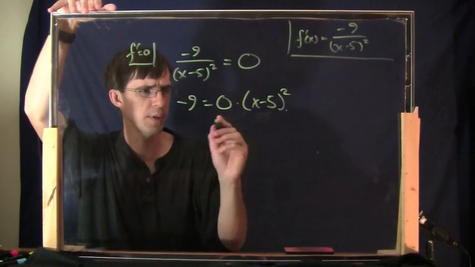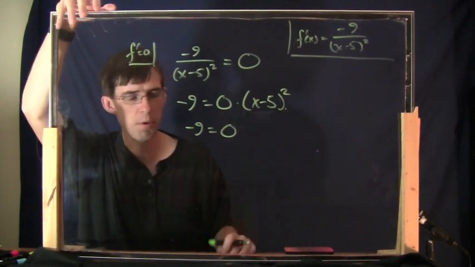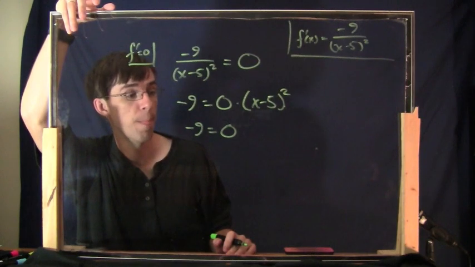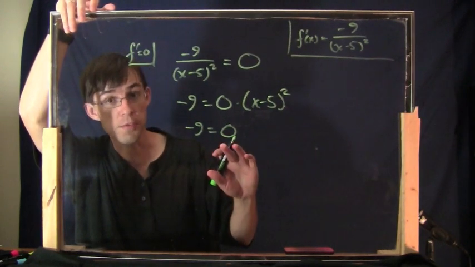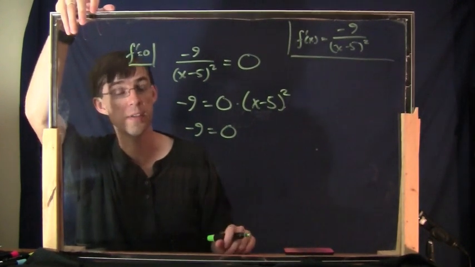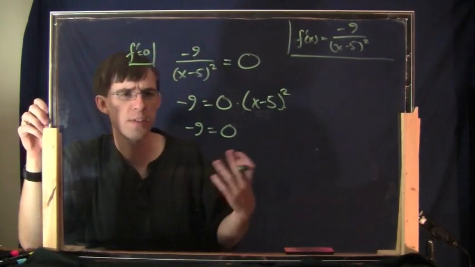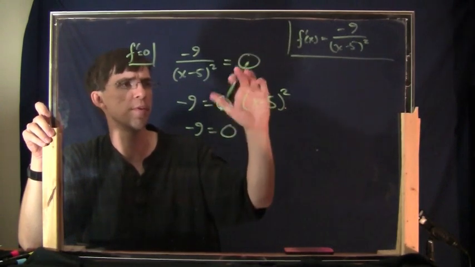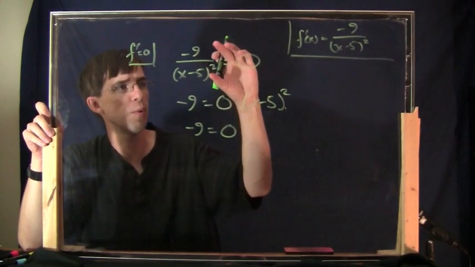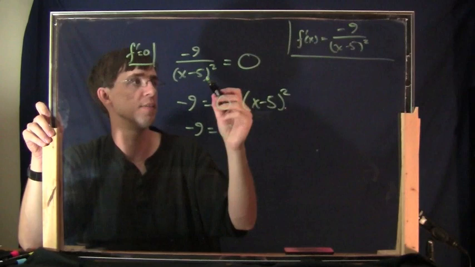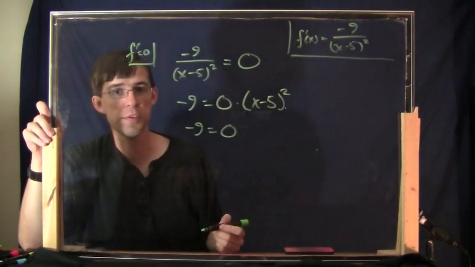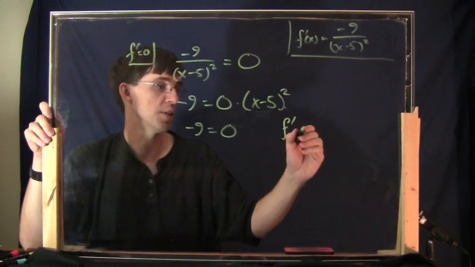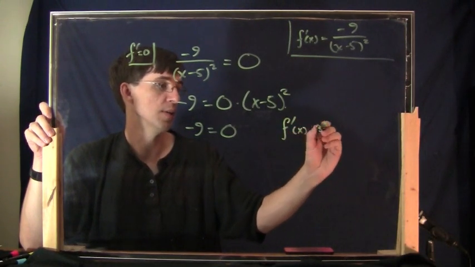But that's 0, isn't it? Negative 9 equals 0. Okay, this is false, right? Negative 9 does not, in fact, equal 0. What does that mean to you? It means actually everything that you wrote here must have been false. In particular, it means this first equation is not possible. That is to say, there is nowhere where the derivative equals 0. So my conclusion is f prime of x is never 0.